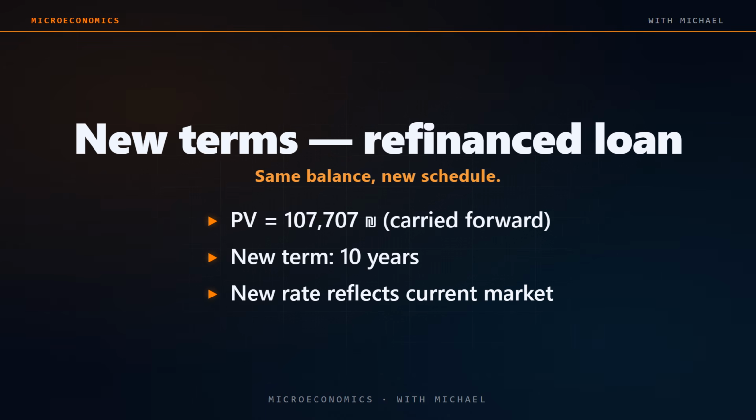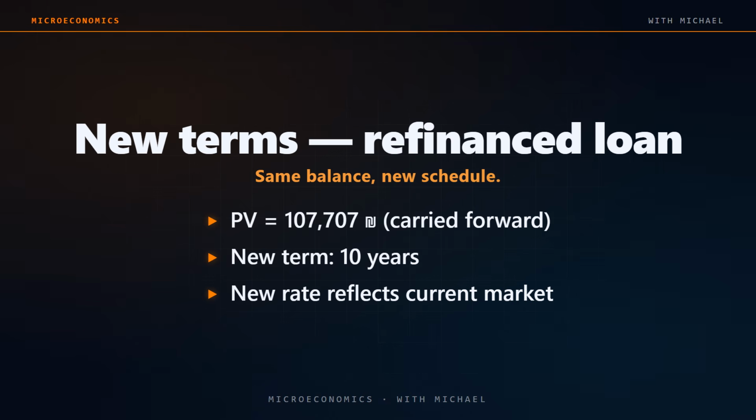So the total amount paid over the rest of the loan will be larger than if they had stayed on the original schedule. Refinancing almost always reduces the per-period payment, but extends the term and usually increases the total interest. It is a trade-off between cash flow today and total cost tomorrow. Understanding that trade-off is the heart of refinancing analysis.